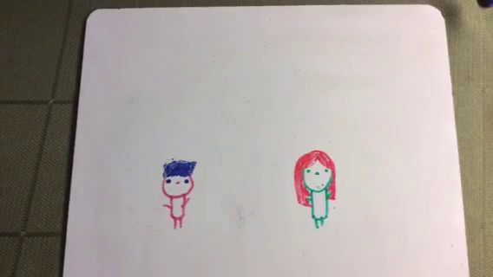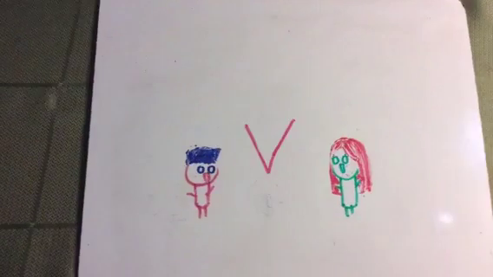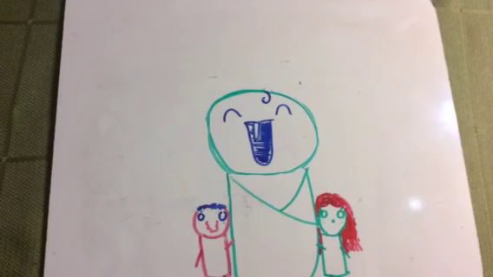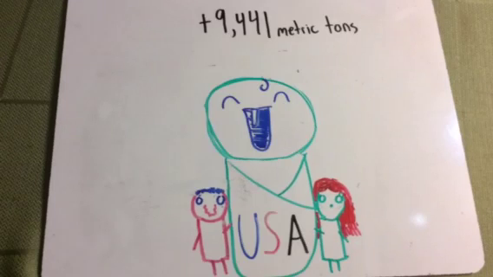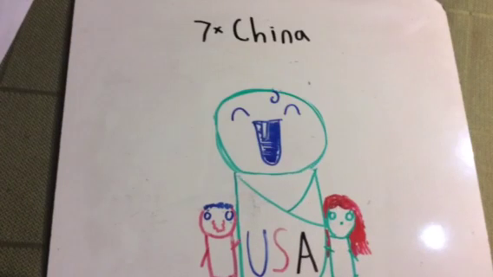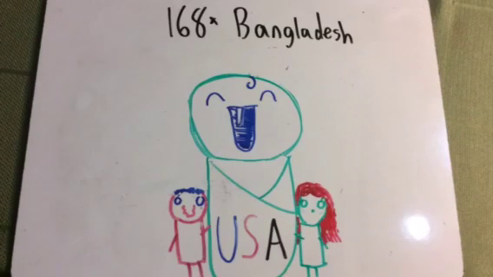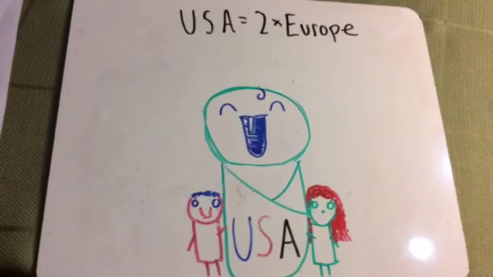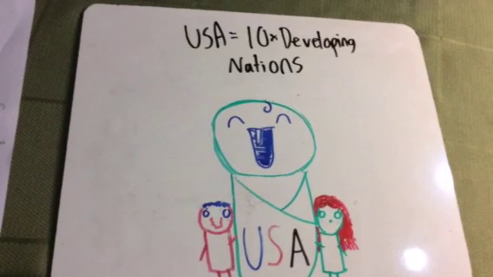How do children affect the climate? Each baby in the U.S. adds about 9,441 metric tons of carbon dioxide to their parents' carbon legacy. Children in the U.S. produce 7 times the carbon emissions of kids in China and 169 times that of kids in Bangladesh. The U.S. produced double the greenhouse gases emitted by Europe and 10 times that of the developing nations.